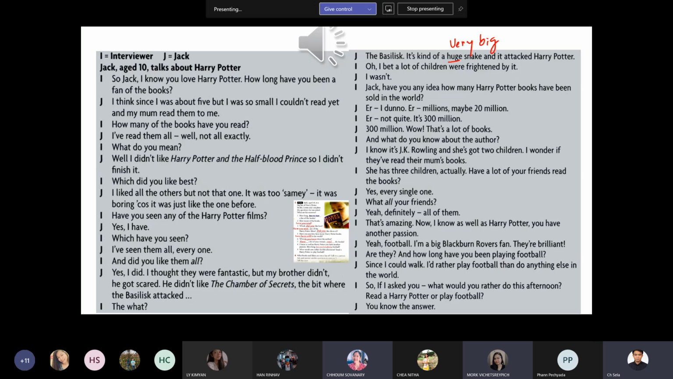That's amazing. Now, I know as well as Harry Potter, you have another passion? Yeah, football. I'm a big Blackburn Rovers fan. They're brilliant. Are they? And how long have you been playing football? Since I could walk, I'd rather play football than do anything else in the world. So, if I ask you, what would you rather do this afternoon? Read a Harry Potter or play football? You know the answer.